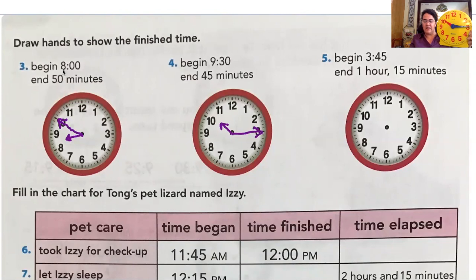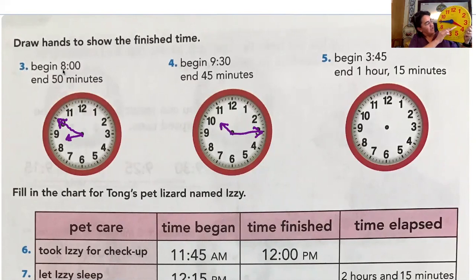Okay, second graders, beginning at 3:45 and ending in 1 hour and 15 minutes. Here is 3:45. And now we have to go 1 hour and 15 minutes. I'm not going to move the hands of the clock. I'm going to talk it through with you.